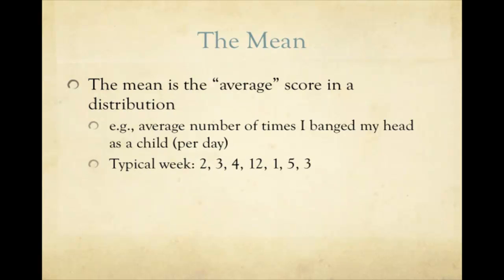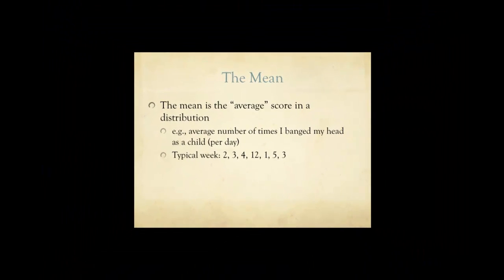So what do the data say? In a typical week, I bang my head 2, 3, 4, 12, that was a bad one, 1, 5, and 3 times. Now, to calculate the mean, as we've seen in the text, you add up all the numbers and then you divide by the number of observations. So we add up 2 plus 3 plus 4 and so on. We're going to get 30. We divide by the number of observations, 7 days, and we wind up with 4.29. So I bang my head an average of 4.29 times per day, or a mean of 4.29 times per day.